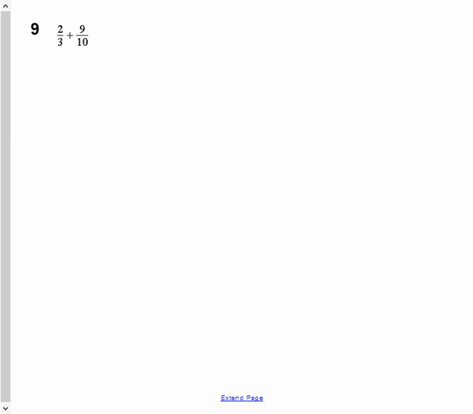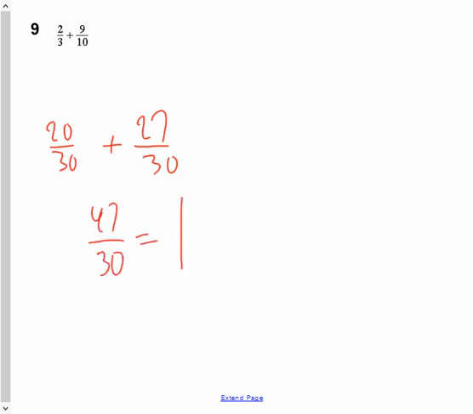Question 9, 3 and 10, first common denominator they share, or first common multiple, is 30. I get 20/30ths and 27/30ths, which is 47/30ths, which as a mixed fraction is 1 and 17/30ths.